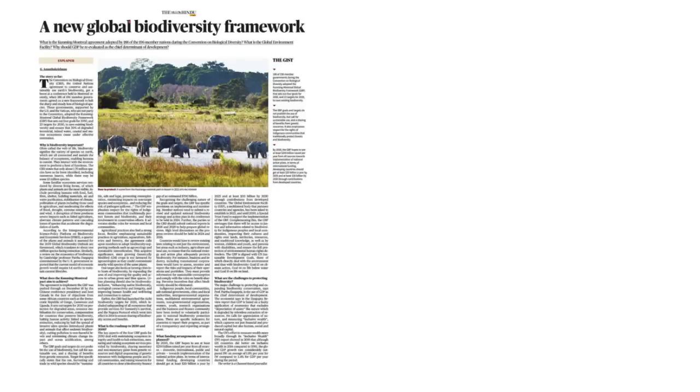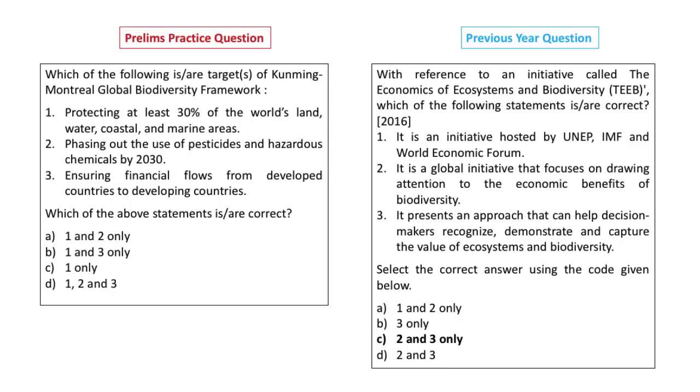Recently, you must have read about Global Biodiversity Framework. This is the first framework of its kind for conservation of biodiversity. The question for you is this: which of the following are targets of Kunming-Montreal Global Biodiversity Framework? Protecting at least 30% of the world's land, water, coastal and marine areas? This is a correct statement. It is also called the 30 by 30 target because the target is to protect 30% of the earth by 2030.